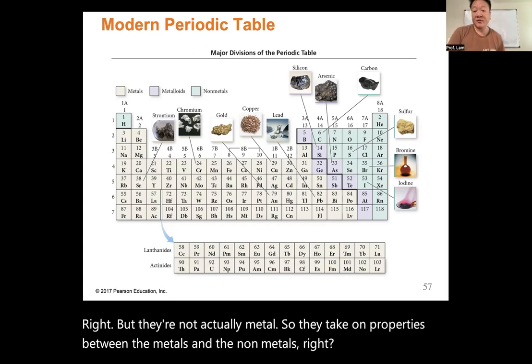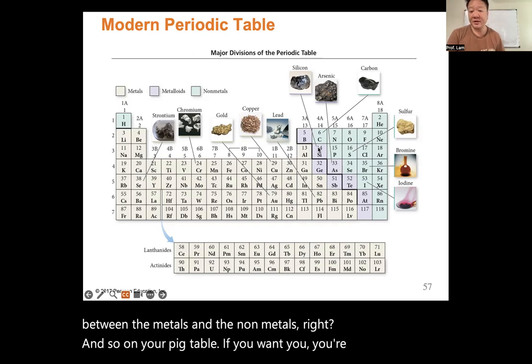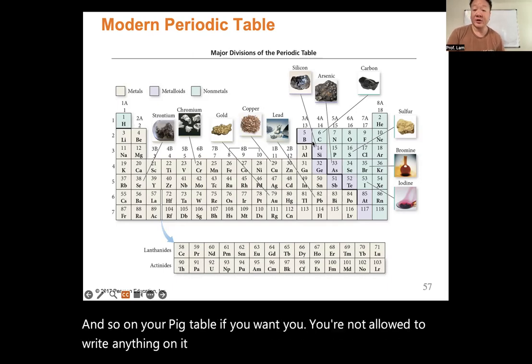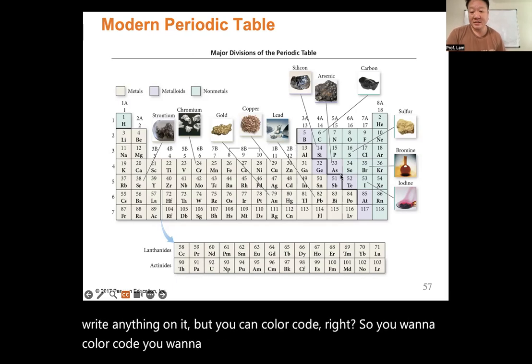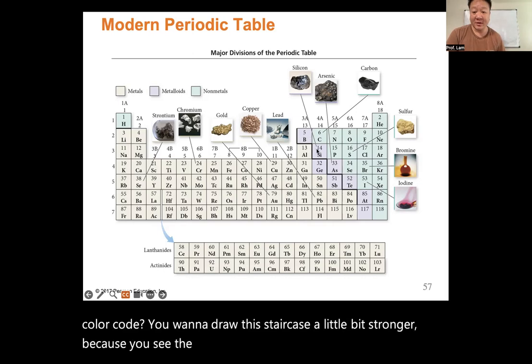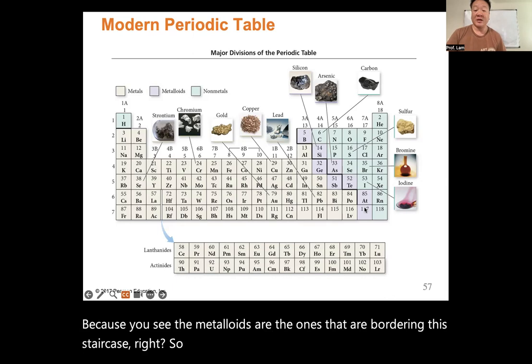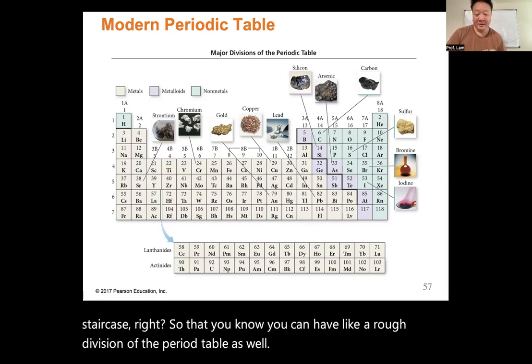So on your periodic table, you're not allowed to write anything on it, but you can color code, right? So if you want to color code, you want to draw this staircase a little bit stronger because you see the metalloids are the ones that are bordering this staircase, right? So that, you can have a rough division of the periodic table as well, okay?